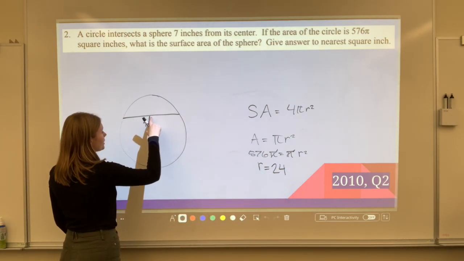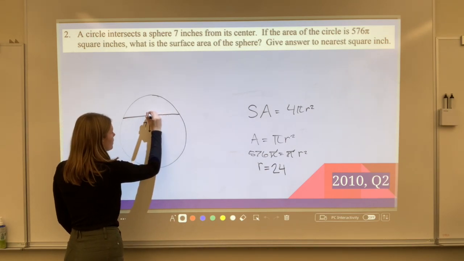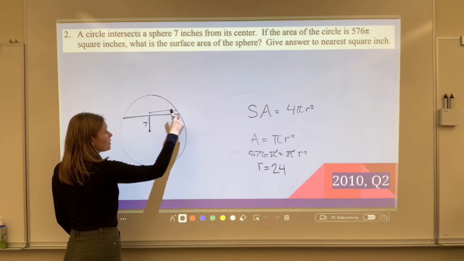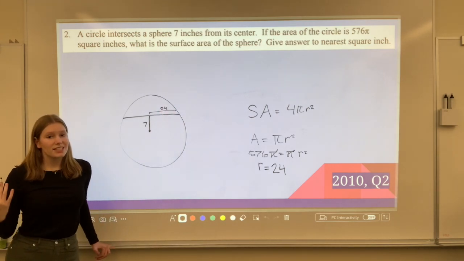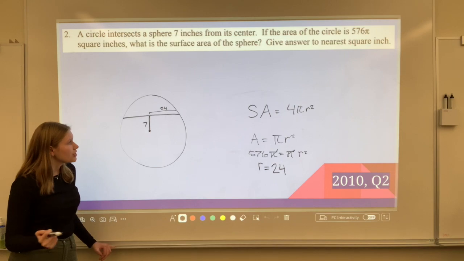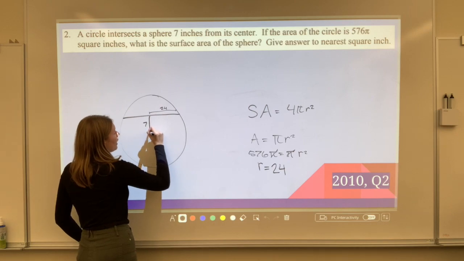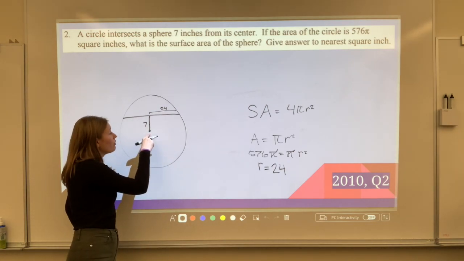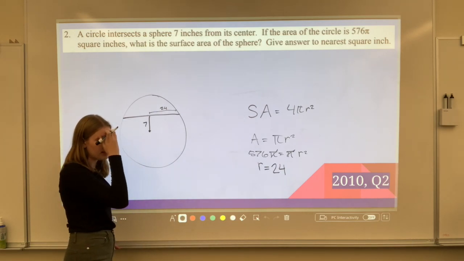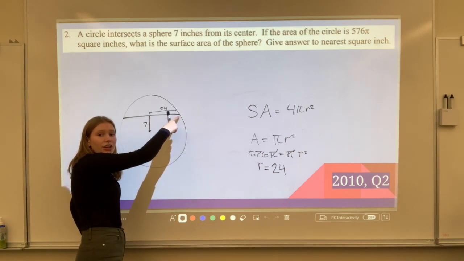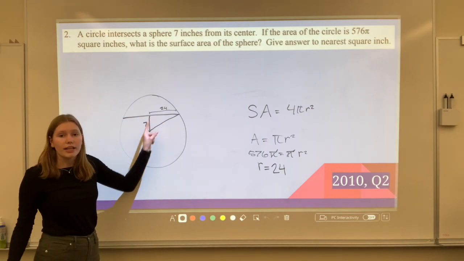Now, given that, we can say, okay, here's our circle. We know that half of it is going to be the radius. So this length from here to the edge of the circle right here is going to be 24 inches. So we still have to solve for the surface area of the sphere. What I'm going to do to find the radius is draw a line from the center of the sphere to the outside of the sphere, which is going to be equal to its radius at any point. But I'm going to connect it to the edge of the circle. And by doing that, I have created a right triangle.